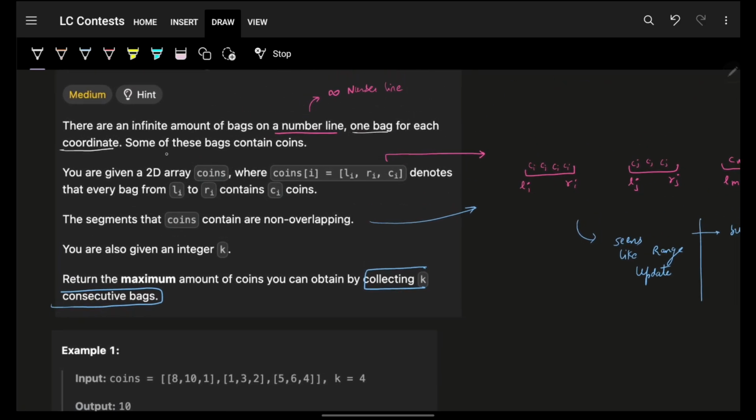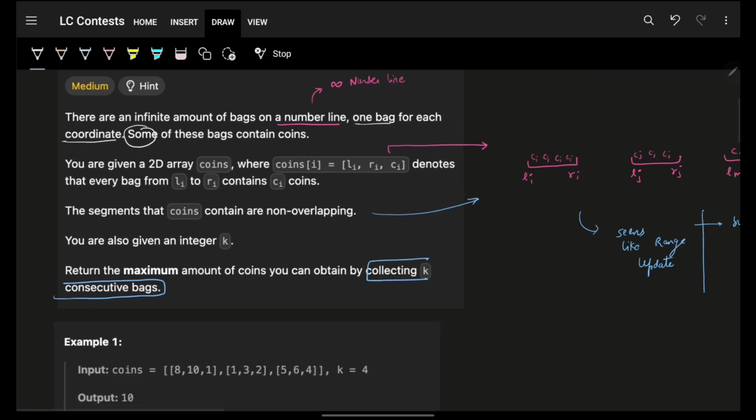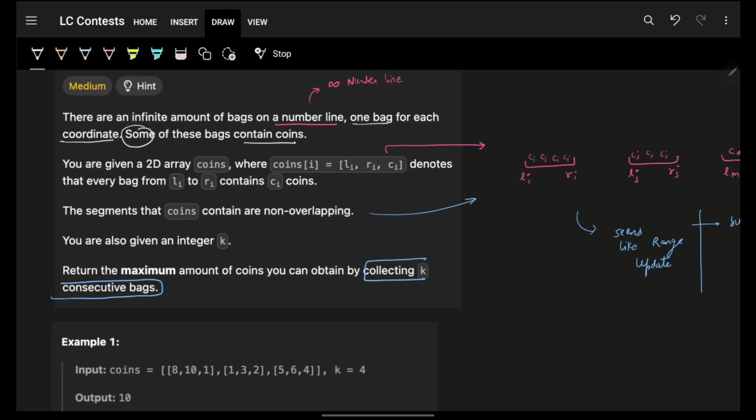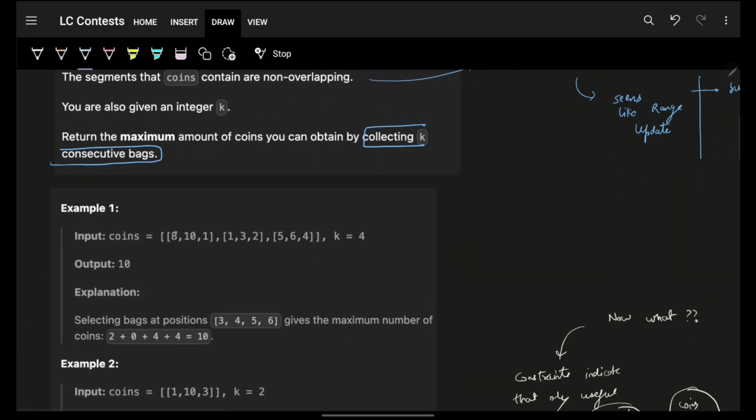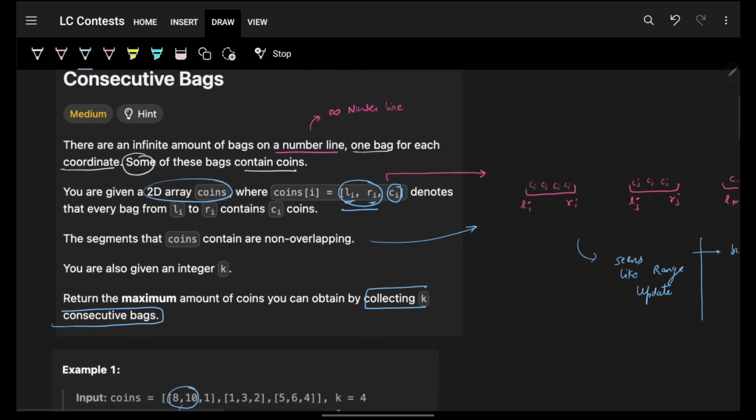Cool. Then a few of these bags contain some coins. Now, what are these coins? They are simply a 2D array of coins, where each entry represents a specific range Li to Ri, both inclusive, and for every bag in this range I have some coins. For example, if I have a range 8 to 10, and I draw 8, 9, 10 as the coordinates on a number line, on these coordinates I have bags. On every bag in these coordinates I will have three coins. Okay, this is what this problem is saying.